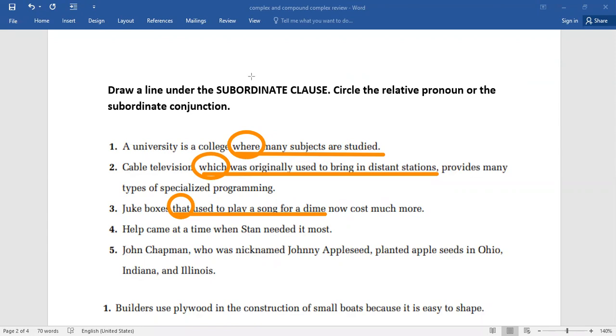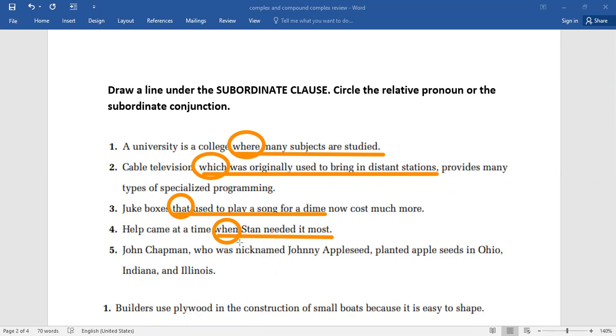In a time when Stan needed it the most. When Stan needed it most. Perfect. It starts with "when," and what is that? Subordinate clause. And here, "when" describes the time, and time is a noun. A subordinate clause that describes a noun must start with a relative pronoun. So the word "when" here is a relative pronoun. All right, thank you so much.